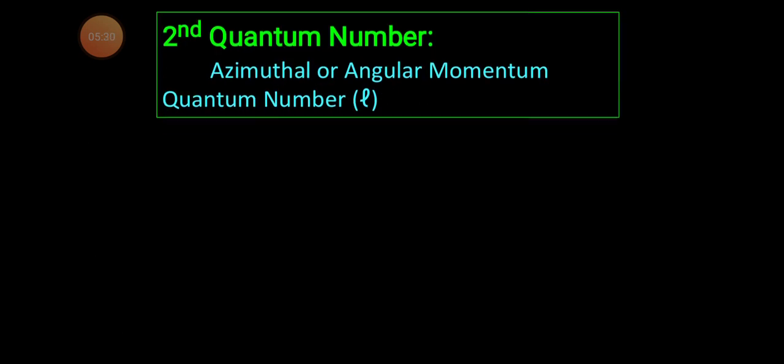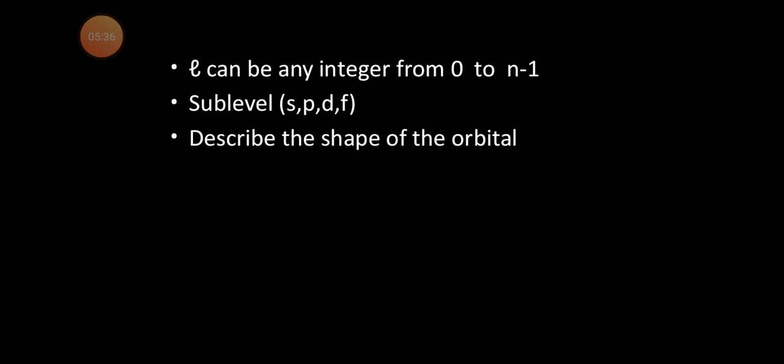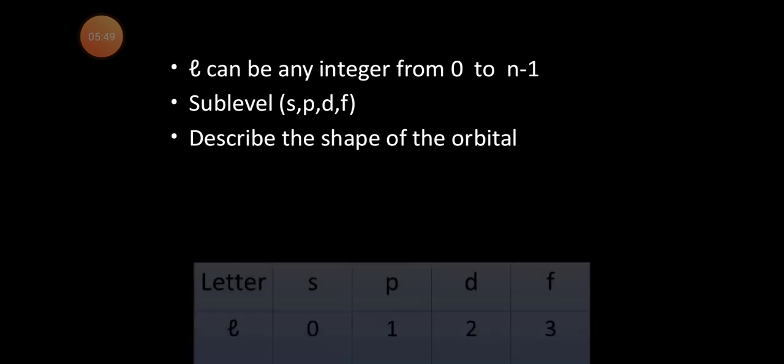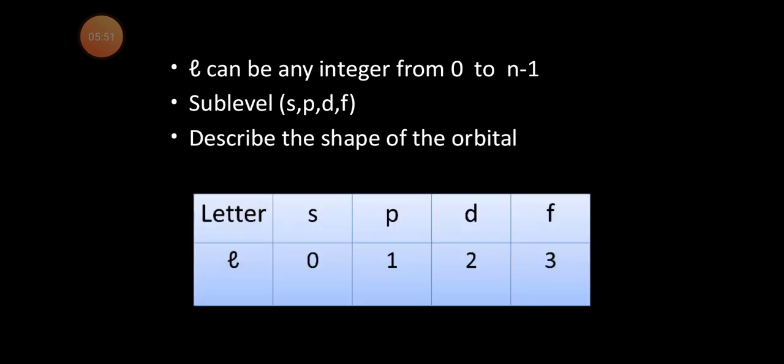Second is the azimuthal quantum number, also called the orbital quantum number or angular quantum number, denoted by small l, which decides the shape of the orbital. It is also called the sub energy level or subshell, and can be denoted by s, p, d, f. The values range from 0, 1, 2, 3, 4, etc. and describe the shapes of orbitals. For s, p, d, f the values are 0, 1, 2, 3.